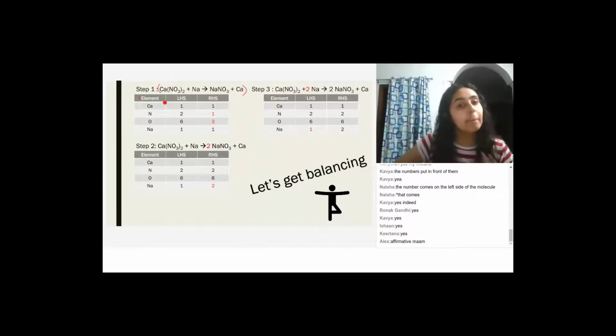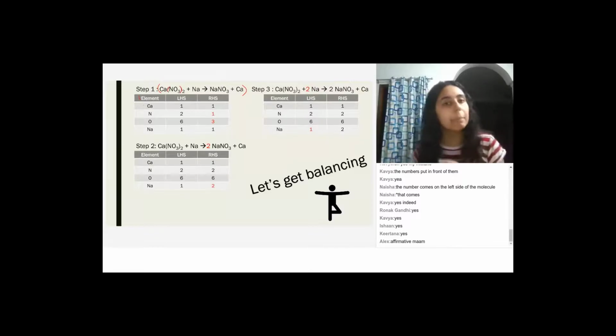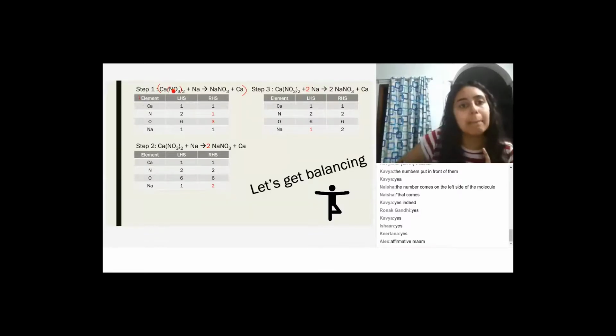Then I'm going to put the number of atoms on the left hand side of the equation. So on the left hand side, I have 1 calcium. So I'm just going to write 1. Nitrogen, I have 2, because if I look over here, nitrogen is within this bracket, and outside the bracket I have the number 2. That means anything that is inside the bracket is being multiplied with 2. So nitrogen inside the bracket has just 1. Now this 1 atom multiplied with 2, which is outside the bracket, will give me 2 atoms of nitrogen. So that is why I am writing 2 over here.